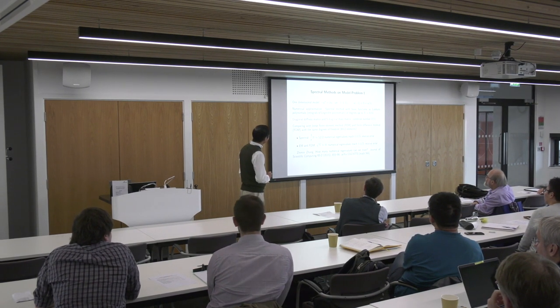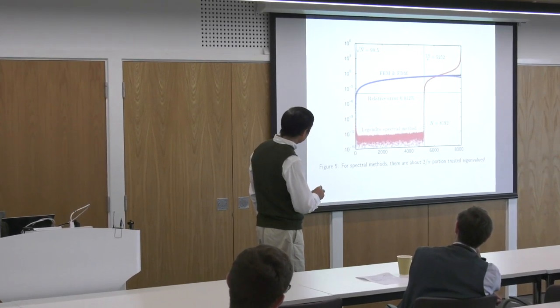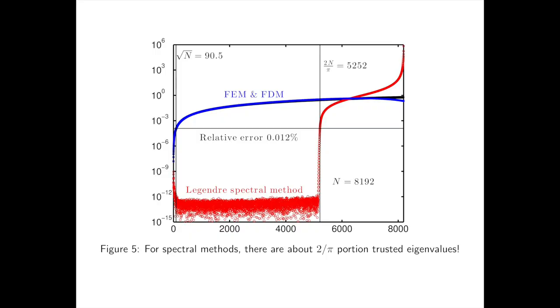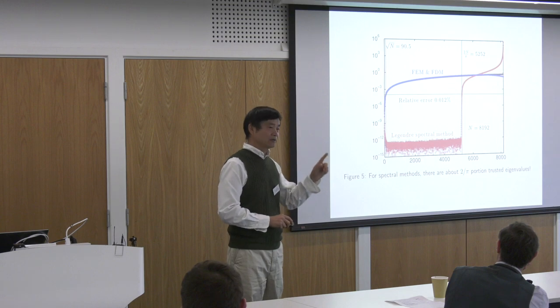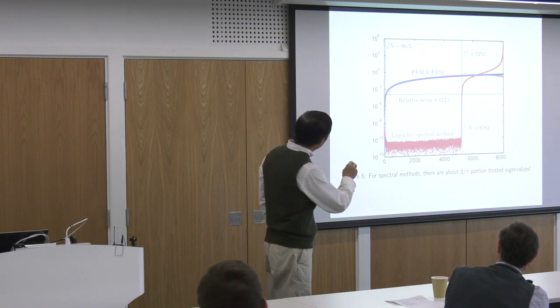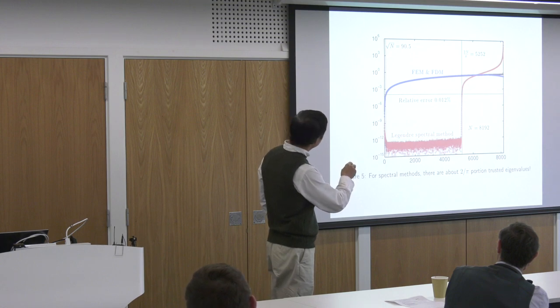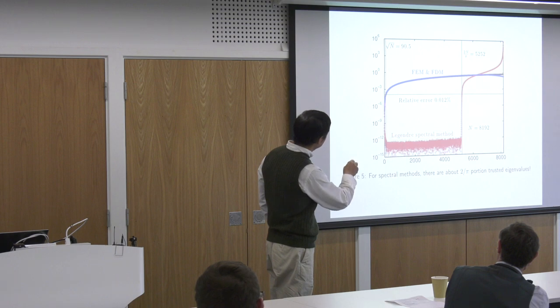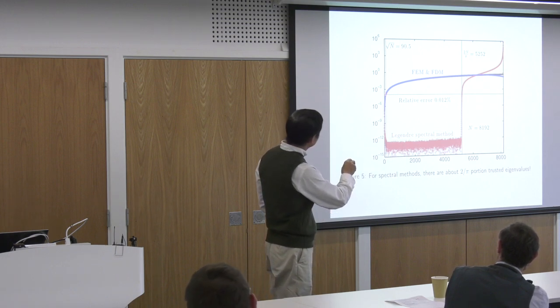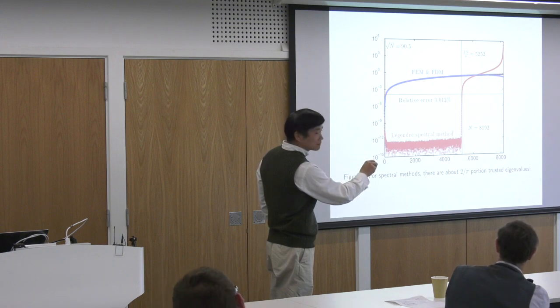Okay, and here is the graph. You see I draw two vertical lines. This is the 2n over pi theoretically predicted line. And here is the square root of n, 90.5, a vertical line here. The blue one is finite difference, the black one is finite element. This horizontal line is the relative error 0.012%, that's 1 over 8,192. So this is linear convergence. The theory predicts that about square root of n eigenvalues can get linear convergence. You can see the line just crosses at the intersection of this vertical and horizontal line. After that, above the 91st numerical eigenvalue, the error gets large.